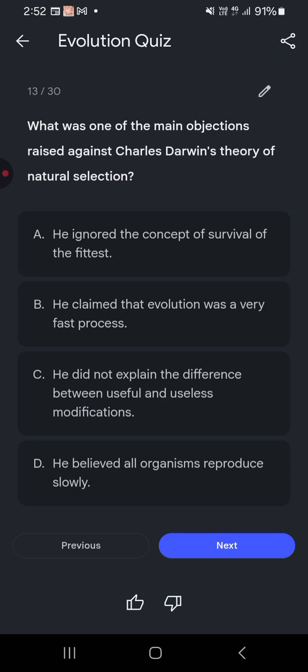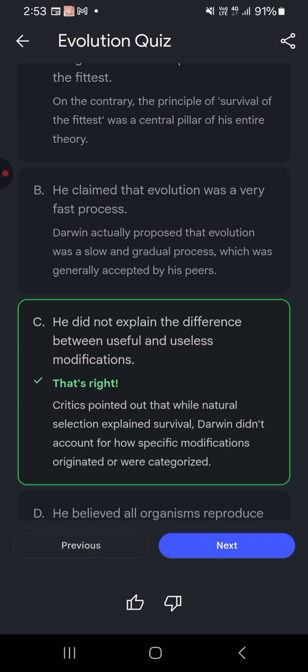What are one of the main objections raised against Charles Darwin's theory of natural selection? The answer is C. He did not explain the difference between useful and useless modifications.